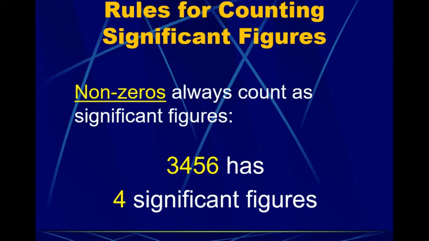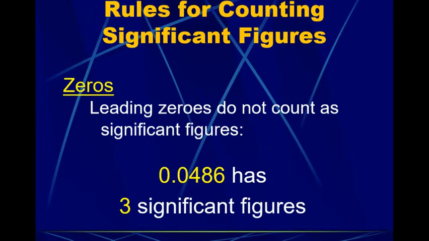All right, so here are our rules for counting significant figures. Non-zero digits are always significant. Non-zero is any other digit besides 0, so 1, 2, 3, 4, 5, 6, 7, 8, 9. The number 3456 has 4 significant figures. Now let's go to our rules for zeros. Zeros that come in the beginning of a number are never significant. They're only placeholder zeros. So if you see a number that starts with 0, those zeros aren't significant.